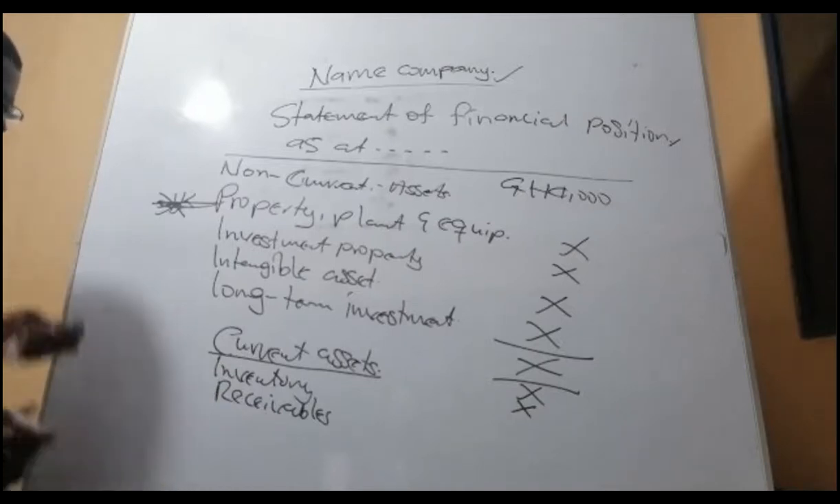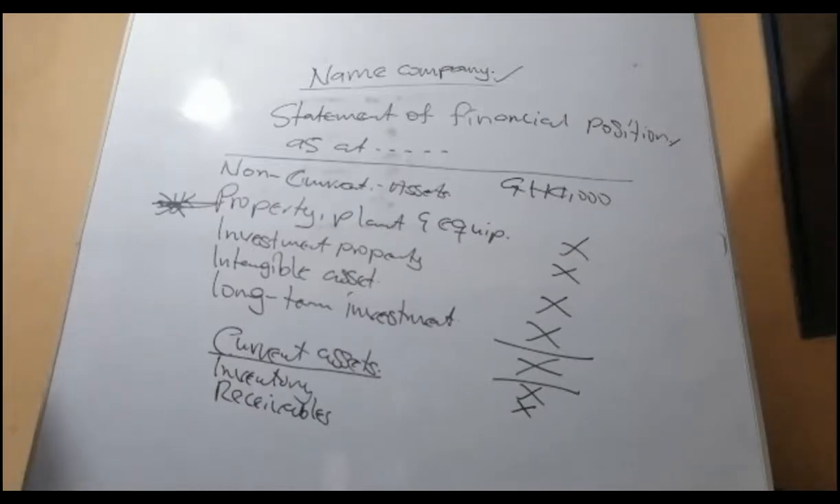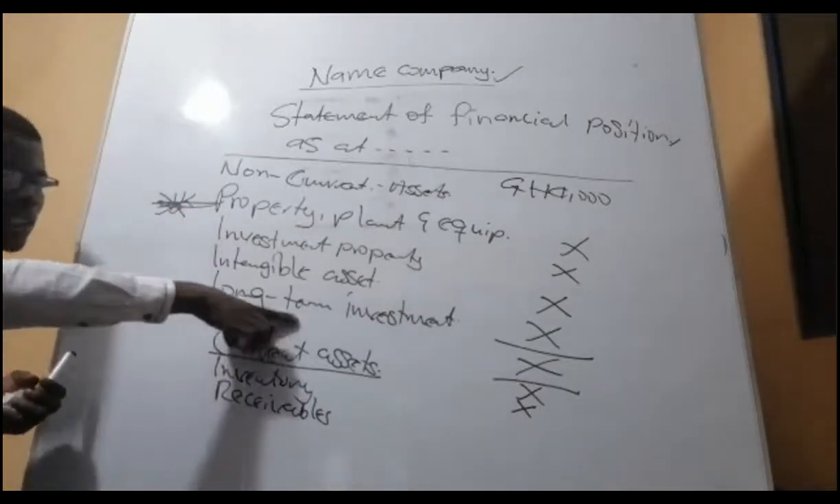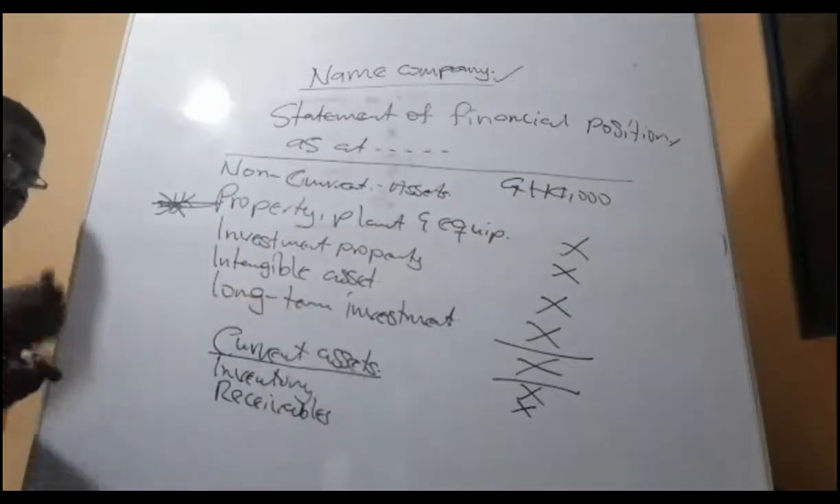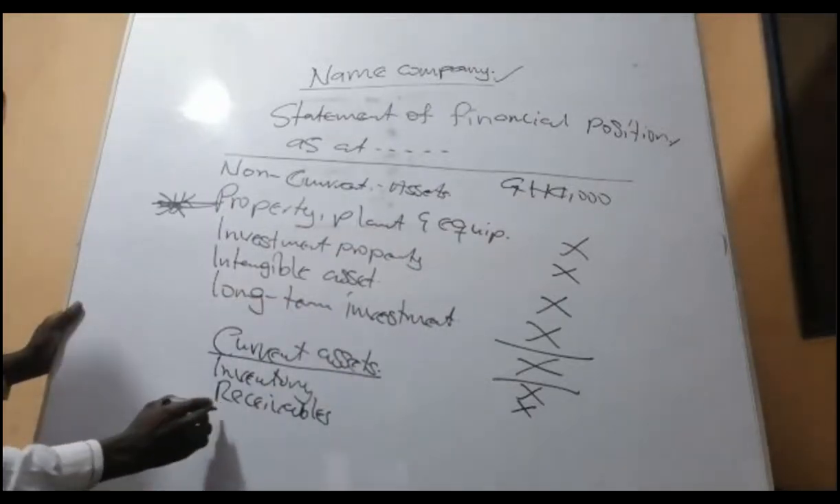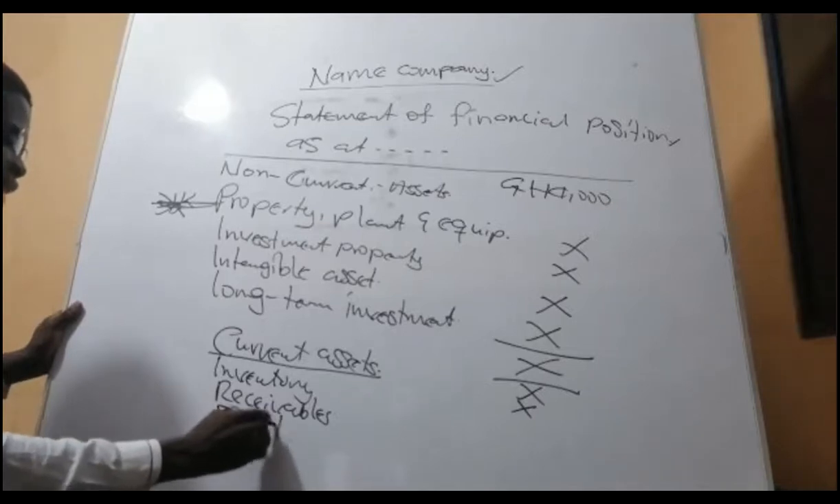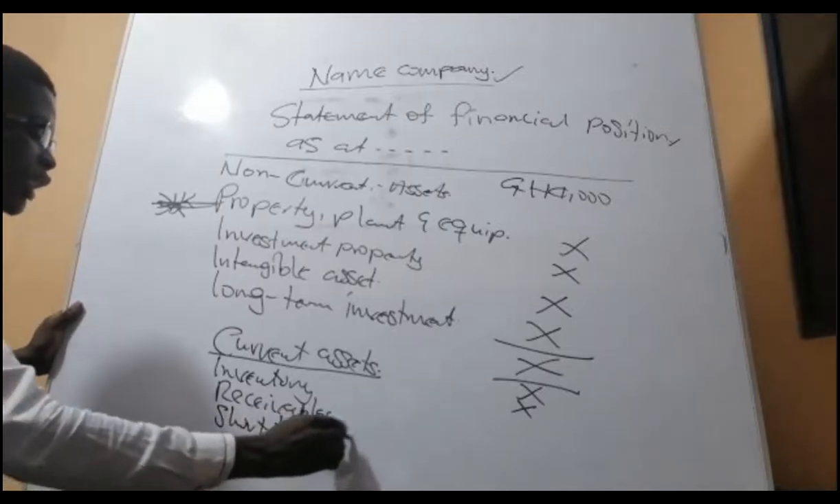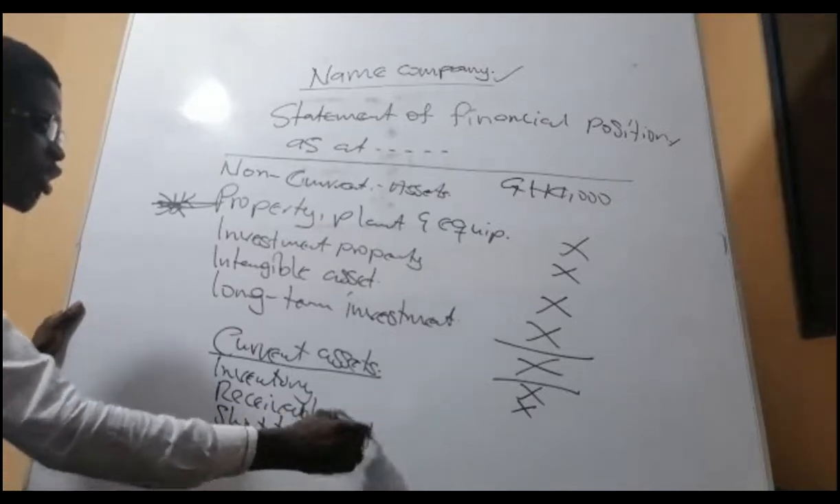Sometimes you may have short-term deposits or short-term investments, like a 1-day treasury bill or any investment that will mature within one financial year. Within 12 months, you can go for your money. It's our current assets, right? If it goes beyond 12 months, it becomes a long-term investment. So short-term investment, should I write? Should I write short-term investment?